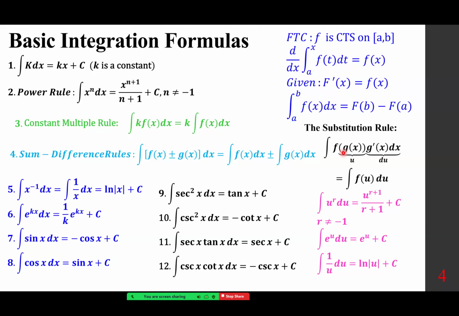And the substitution rule: the integral of f of g of x times g prime of x dx, where you let g of x be represented by u, therefore g prime of x dx is du. It's the integral of f of u du, known as the substitution method, everybody.